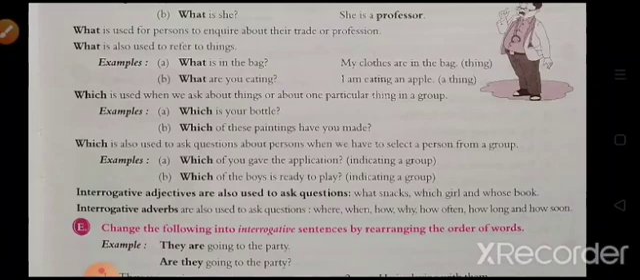So which is also used to ask questions about persons, when we have to select a person from a group. Here the choice is in front of you and you have to select it. For example, which of you gave the application, indicating a group. Which of the boys is ready to play? So here the group is in front of you and you are asking from the group.